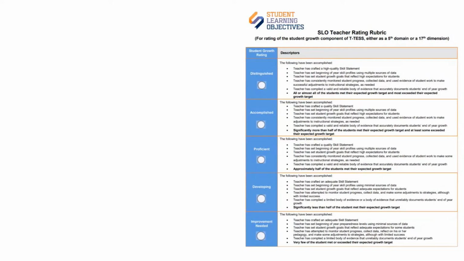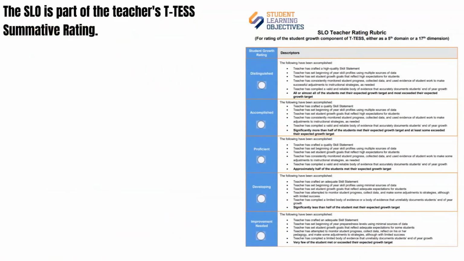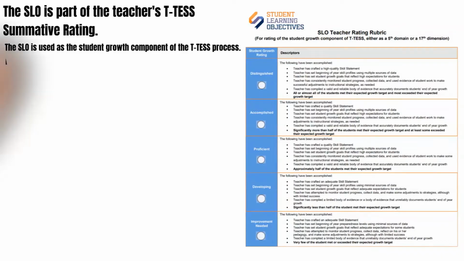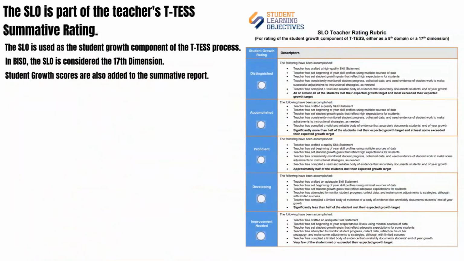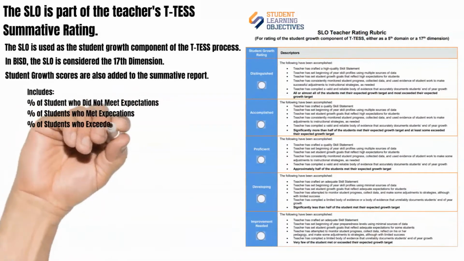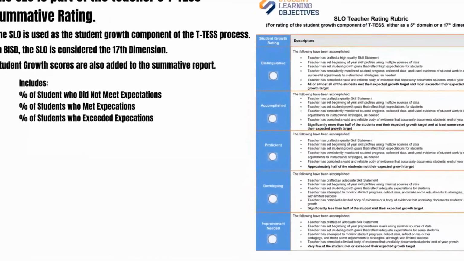The last handout your appraiser provided to you for this SLO training is the SLO Teacher Rating Rubric. Just like the T-TESS process, the student learning objective also has a rating rubric. Remember, the SLO is part of a teacher's T-TESS summative rating. The SLO is used as the student growth component of the T-TESS process. In BISD, the SLO is considered the 17th dimension. Student growth scores are also added to the summative report, and they include the percentage of students who did not meet expectations, the percentage of students who met expectations, and the percentage of students who exceeded expectations.